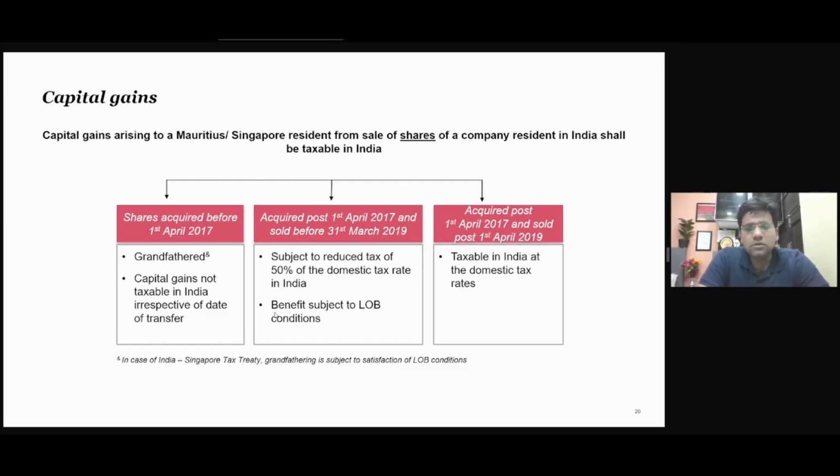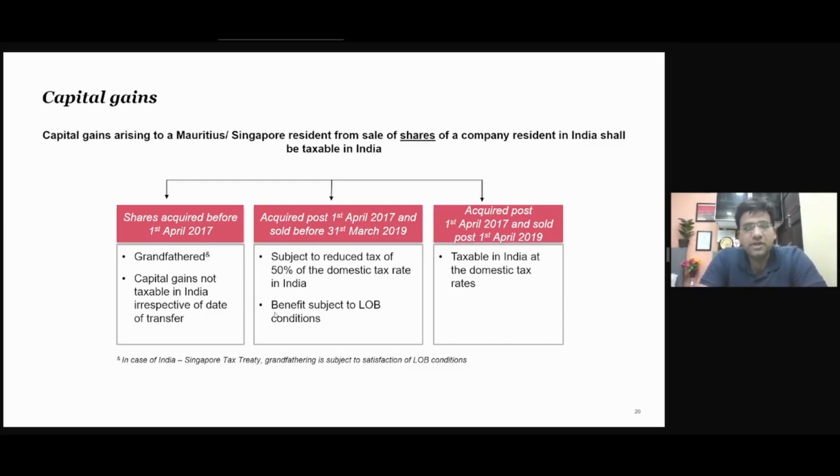So here I've just brought down the key changes in the Mauritius and Singapore treaties. These are the countries from where a lot of foreign direct investment comes to India. Earlier, when any Mauritius or Singapore company sold shares of an Indian company, those gains were not subjected to capital gains tax in India.